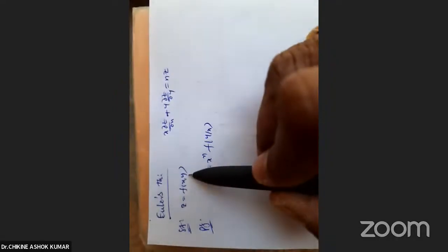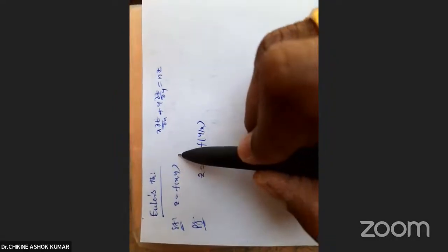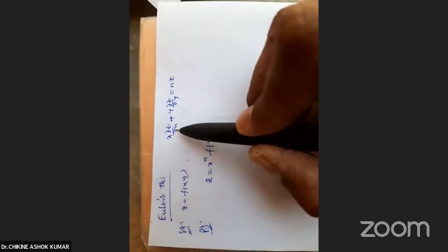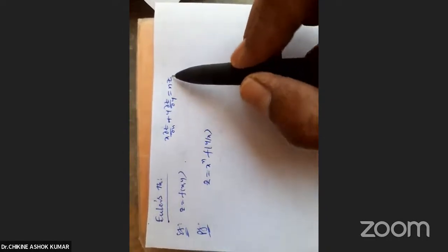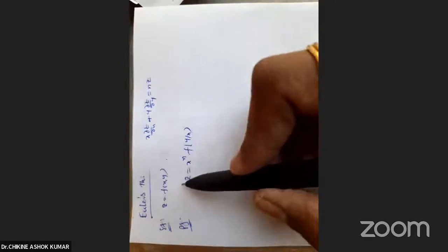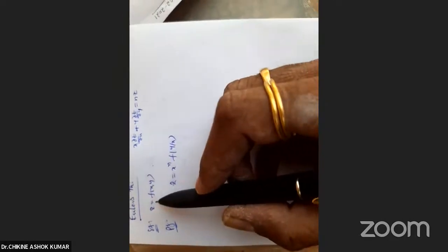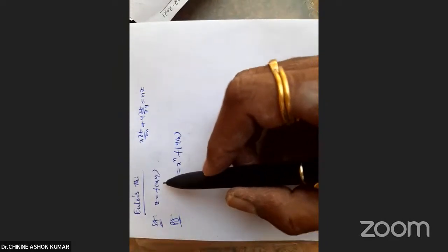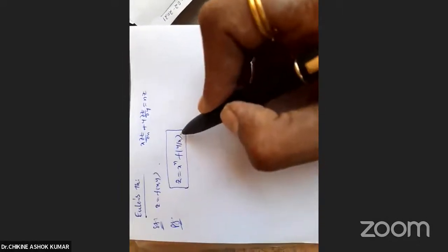What is our statement? Z equal to f of x, y be the homogeneous function with degree n. Then we have to show that x dou z by dou x plus y dou z by dou y equal to nz. In the statement itself, we are given z is a homogeneous function in variables x and y with degree n. Therefore, it is denoted like this. According to the definition, this is the notation: z equal to x to the power of n f of y by x. Assume this is equation number 1.